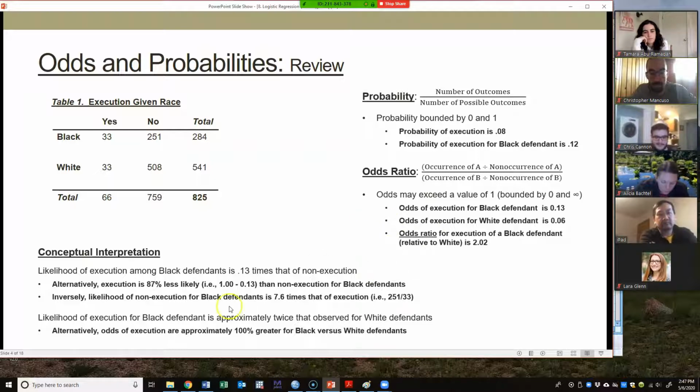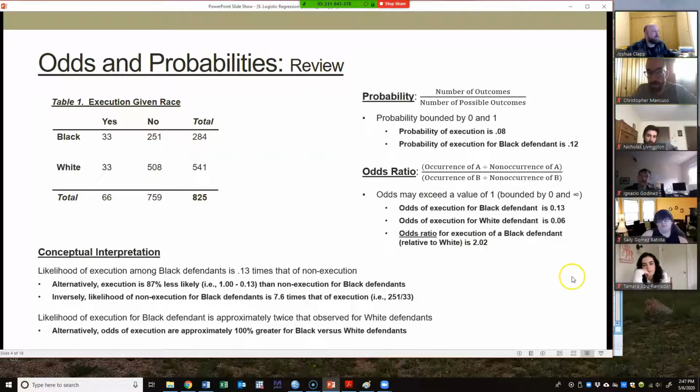And so what we can do with that odds ratio, we can take our odds ratio and subtract 1 from it. So Nick hit on most of our choices outside of subtraction, but if we take 2.02 and subtract 1 from that, that's going to give me the percentage likelihood greater for this odds ratio, right? So what I did here is I took that 2.02 and I subtracted 1, which gives me 1.02. So I could technically say odds of execution based on these data are 102% greater for black versus white defendants.